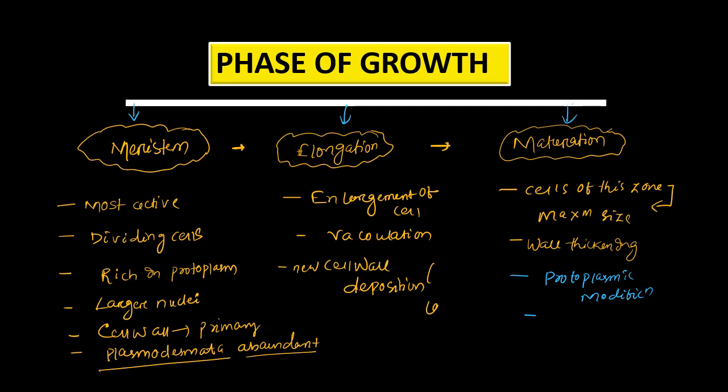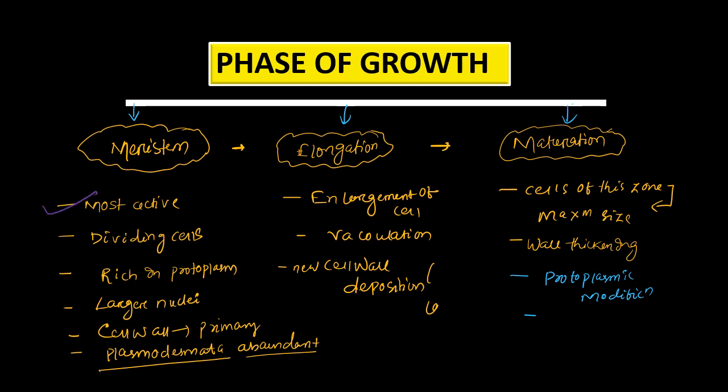Next is the phases of growth. The phases of growth are meristem, elongation and maturation. Meristem, in normal terms, means active cells, which mostly divide. Elongation means enlargement. Maturation means reaching maximum size. After maturation, the cell cannot grow. So one by one I am discussing. First is the most active cell.